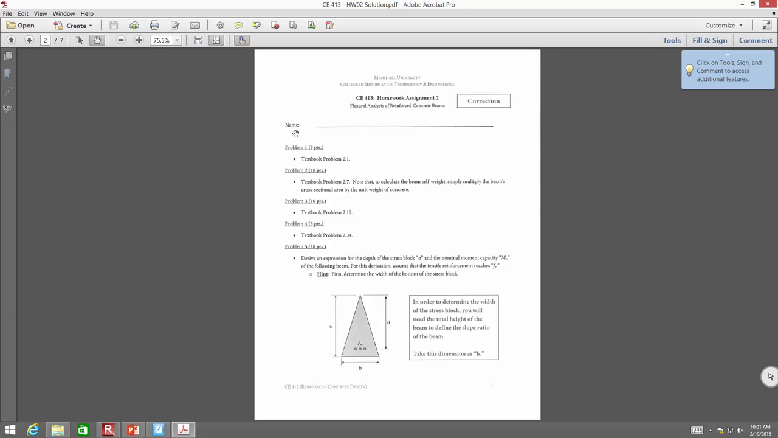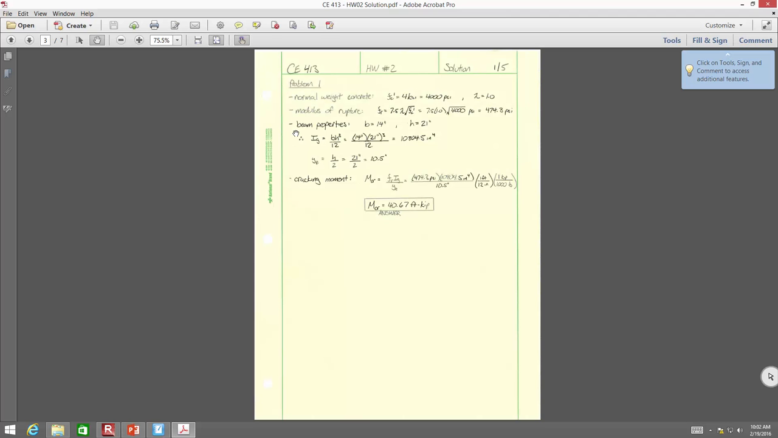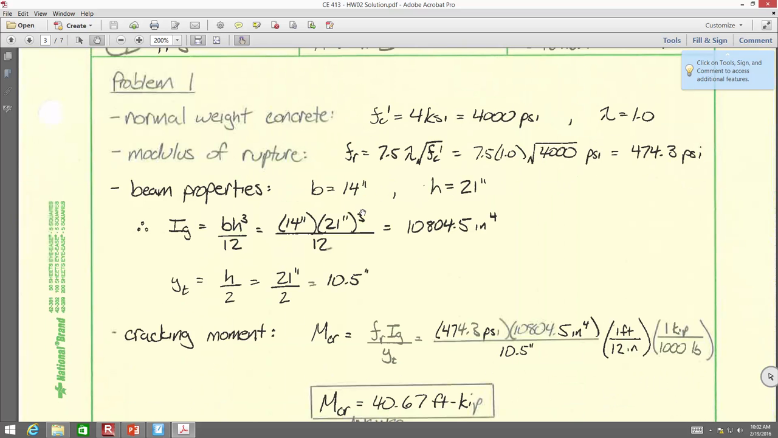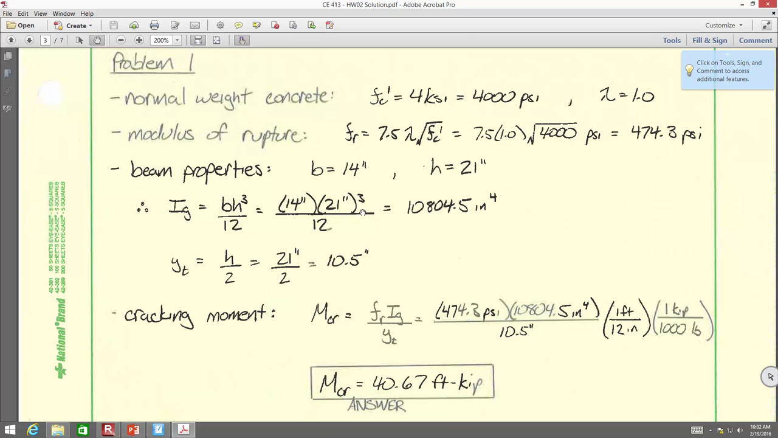So one thing I'll point out is this was a correction I provided for the last problem. You needed that height of the beam in order to do the derivation, but we'll get to that here in a little bit. Problem number 1, I think for the most part this was pretty simple. It was fairly plug and chug just from the problem you had previously done. Calculate the cracking moment. I really don't think that there was too big of a deal on that.